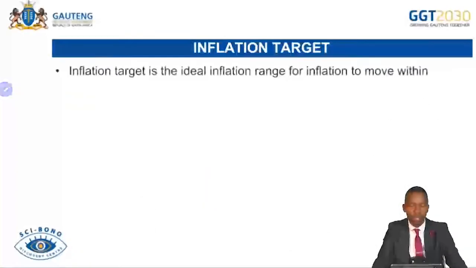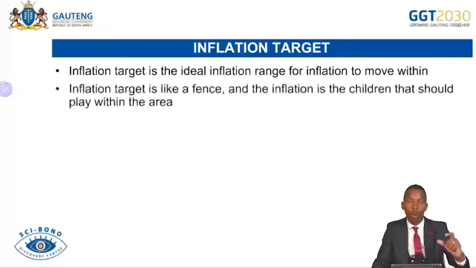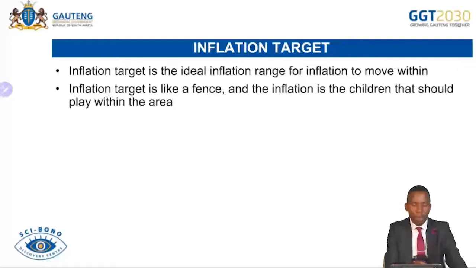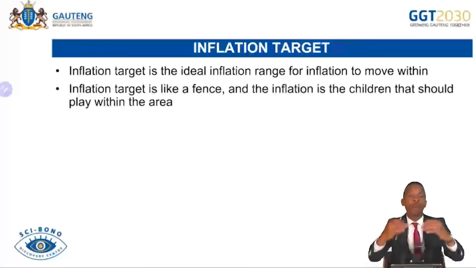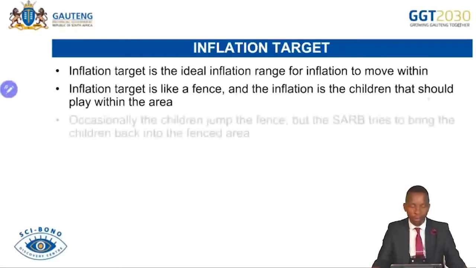And then we continue with the target. The inflation target is the ideal range within which inflation should move. It doesn't go above or below, but simply keeps on floating within. The inflation target is like a fence, and inflation is the children that should play within the area. So inflation should not jump or escape. If ever it jumps, there must be intervention to bring it back to where it's supposed to be.